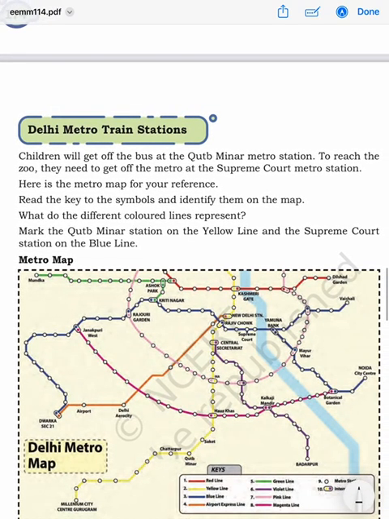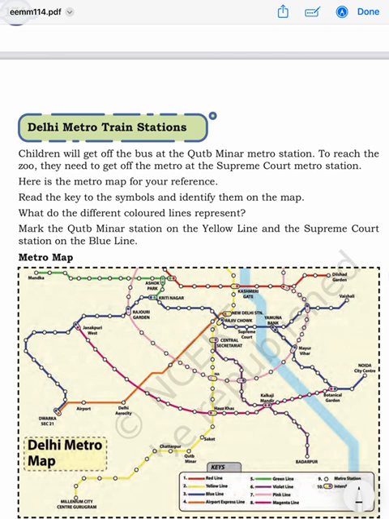Here is the metro map for your reference. Read the key to the symbols and identify them on the map. What do the different colored lines represent? So different colored lines are representing different metros, or you can say different metro routes.